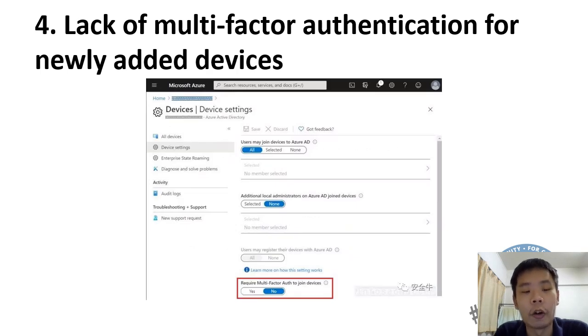Number 4, lack of multi-factor authentication for newly added device. All users should be required to provide a second authentication method before the device can be added to the Active Directory. This is to ensure malicious devices are prevented from being added to the directory through a compromised account. The risk is that an attacker may add uncontrolled, non-compliant malicious devices to the corporate network and then use them to access corporate applications and other resources.